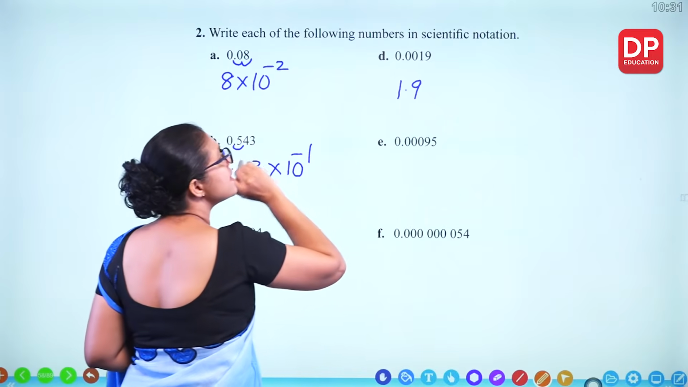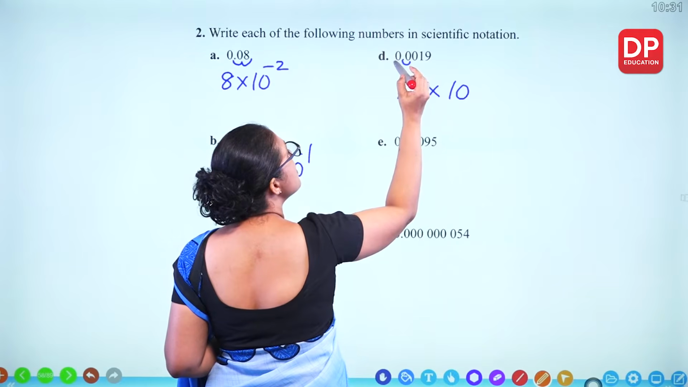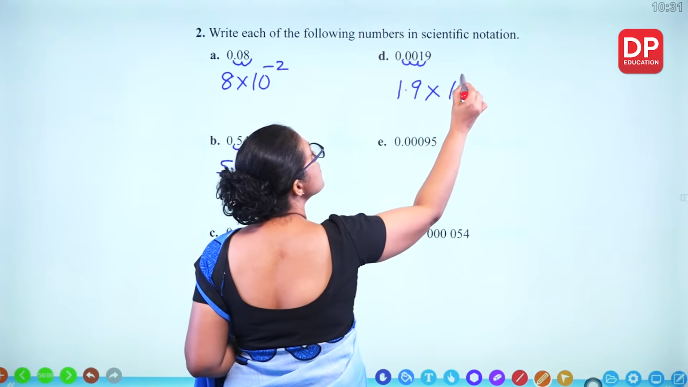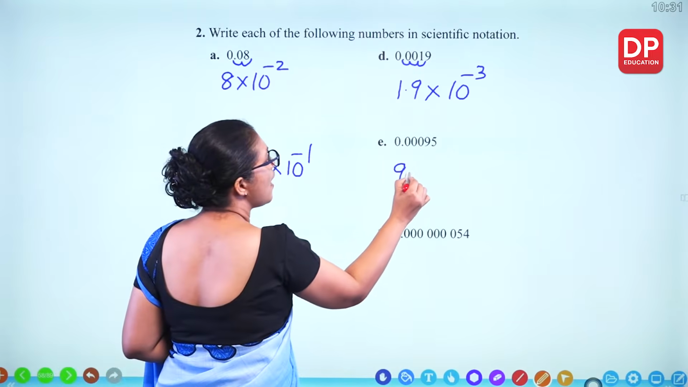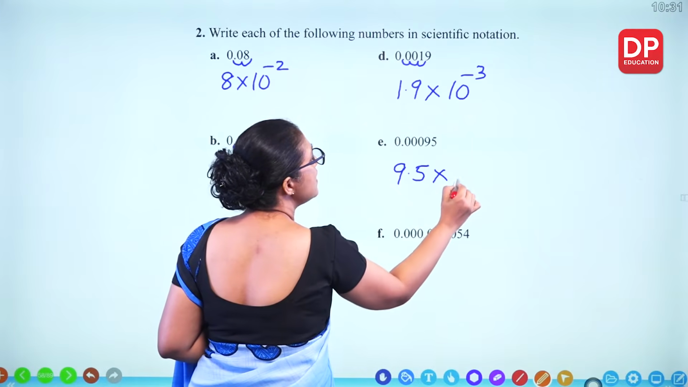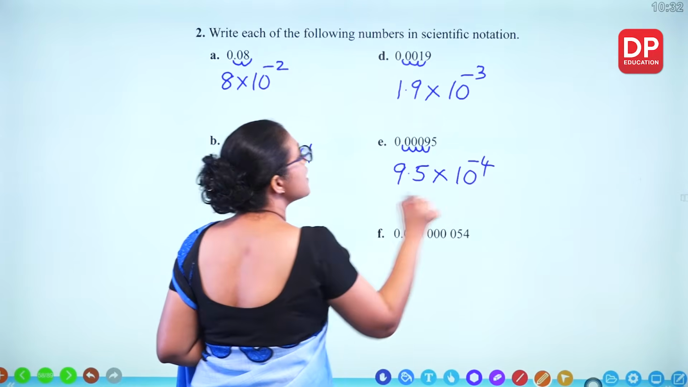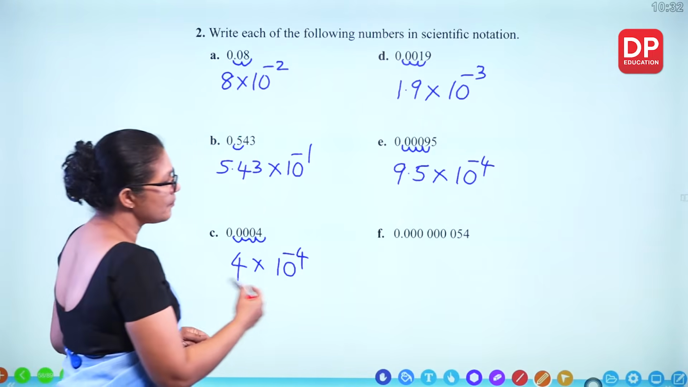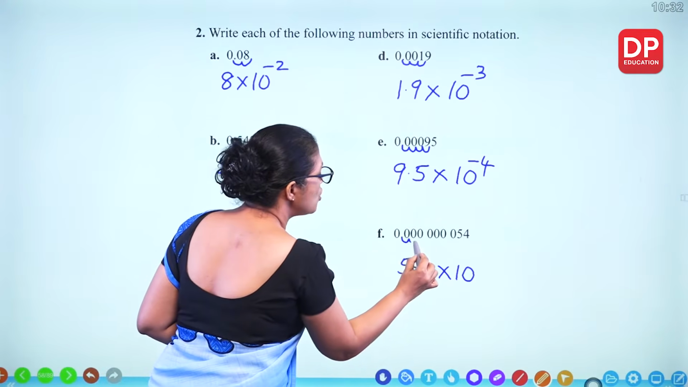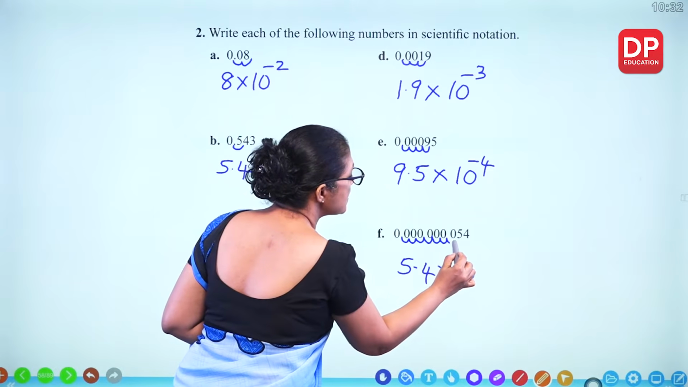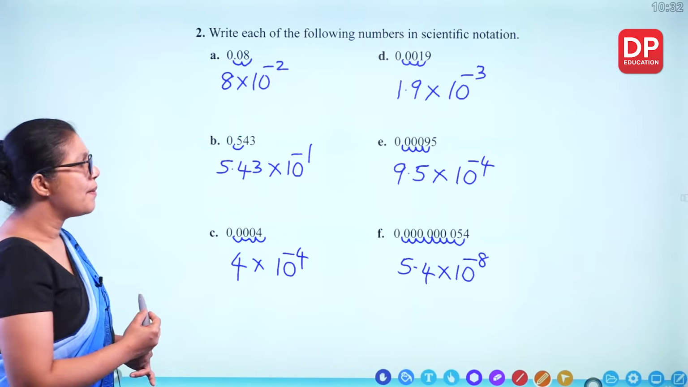1.9 is the number less than 10 and more than 1. How many places? We have to move the decimal place. 1, 2, 3 places to the left. That's minus 3. This one, 9.5. That's the number less than 10. How many places? 1, 2, 3, 4 places. That's negative 4. This one, 5.4. 10 to the power. 1, 2, 3, 4, 5, 6, 7, 8 places to the left. You can write 10 to the power minus 8.